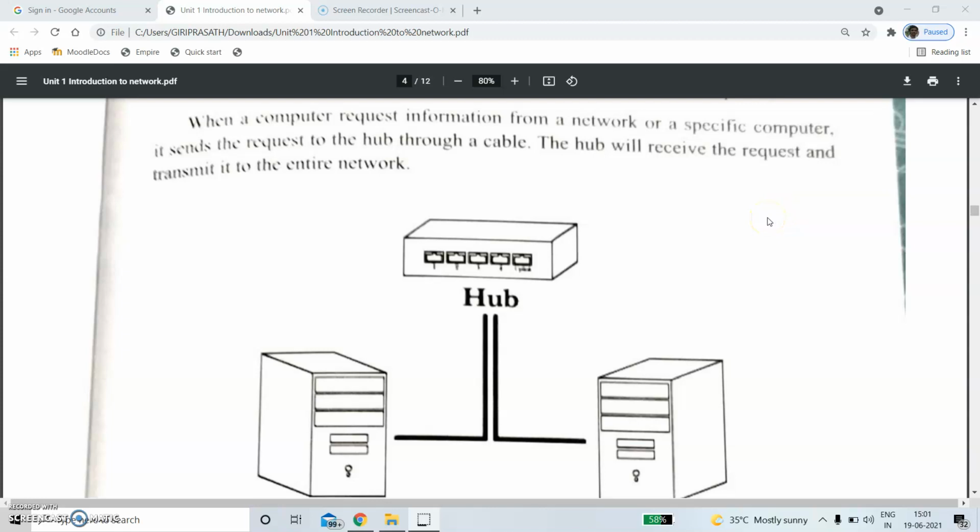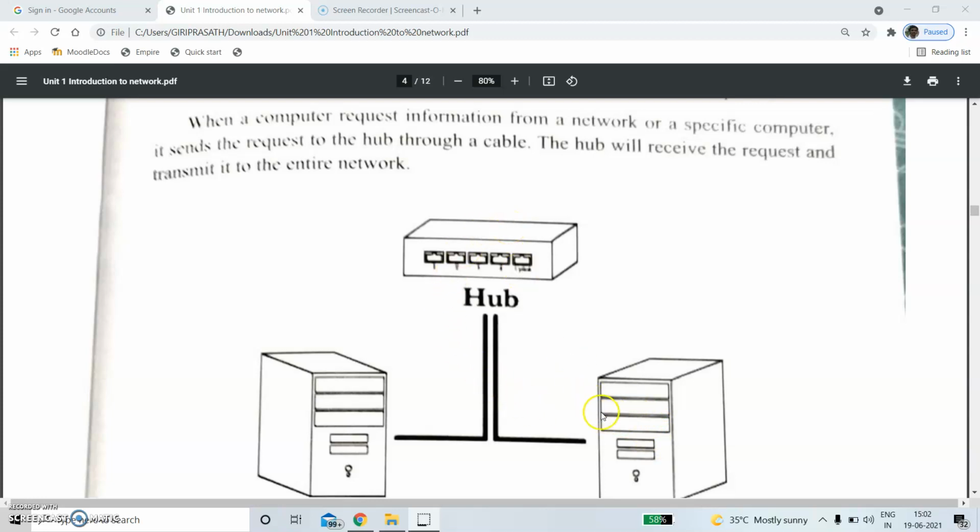Okay, if you want to transmit the information, assume that in our lab one system acts as a server and all the systems act as clients. Or else two systems want to communicate with all other systems. So if you want to share the information among n number of computers from one specific computer, then you have to transmit the information through the hub only.